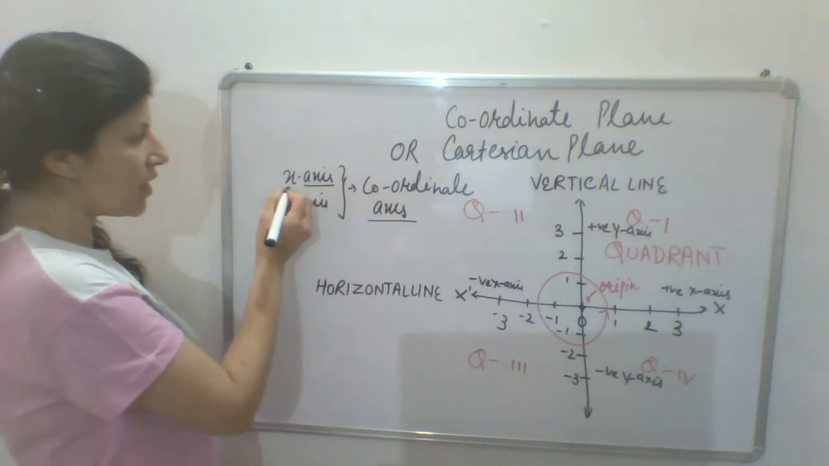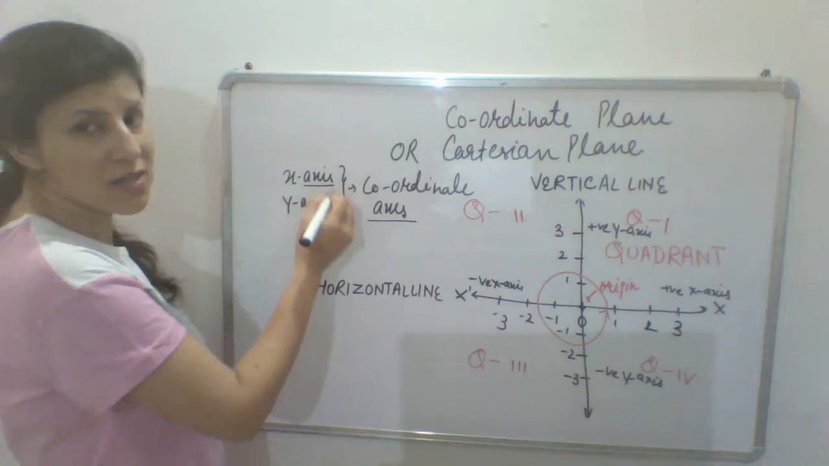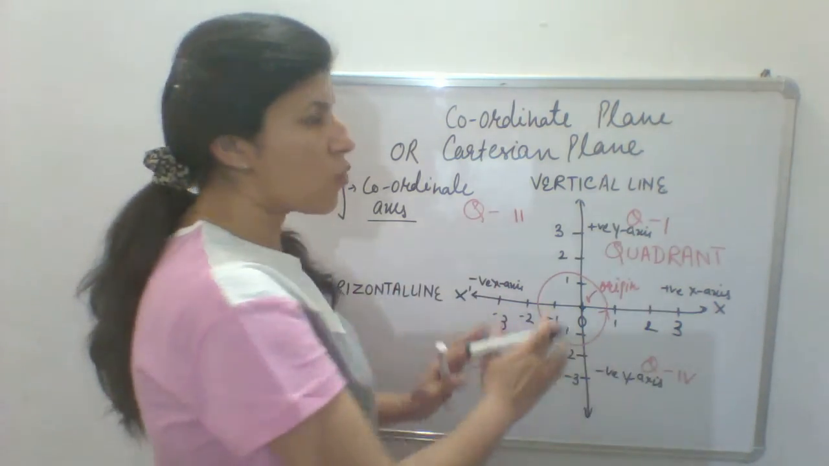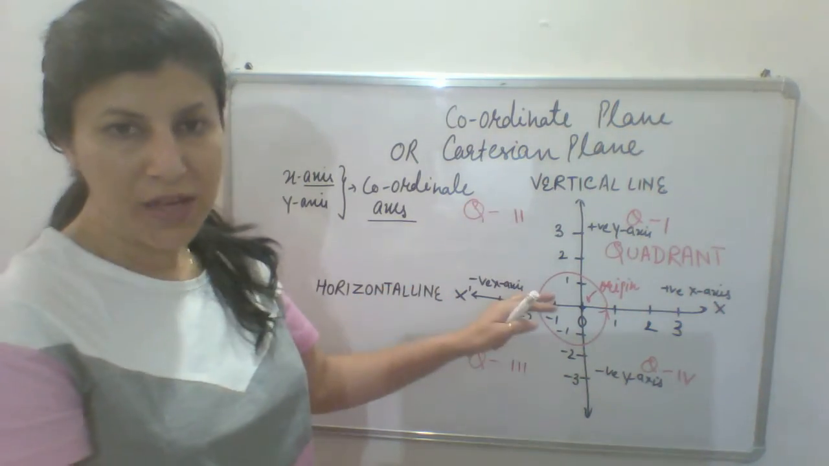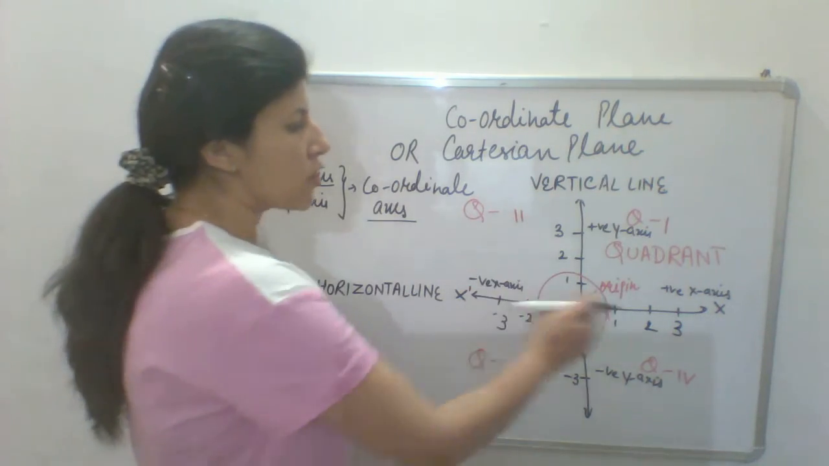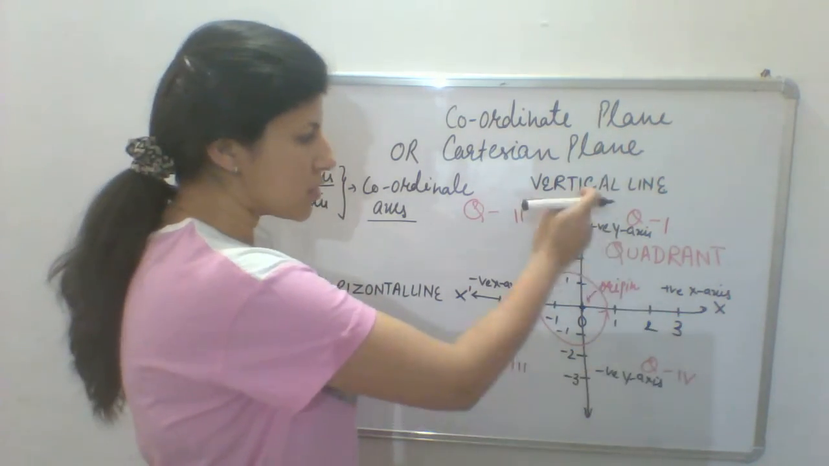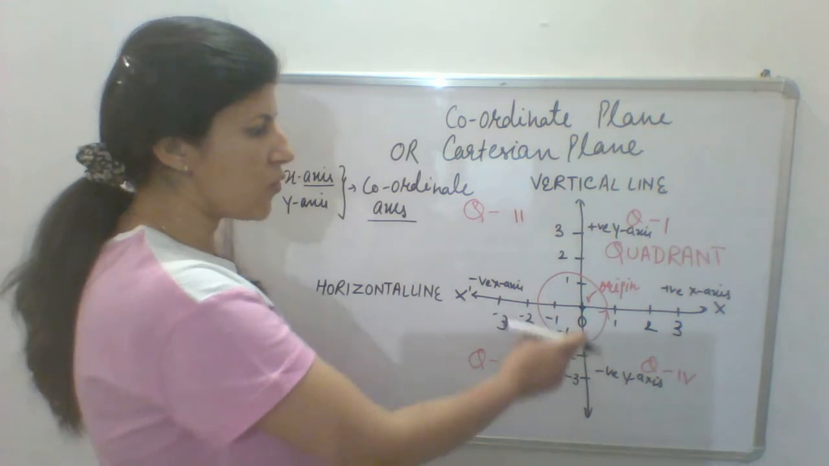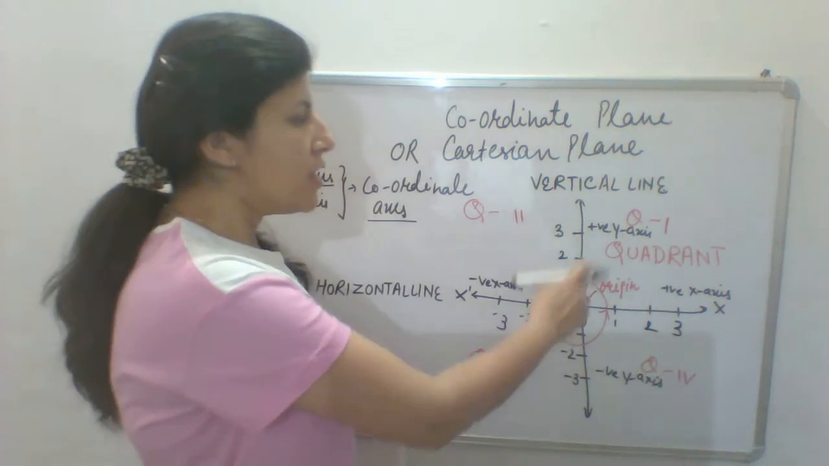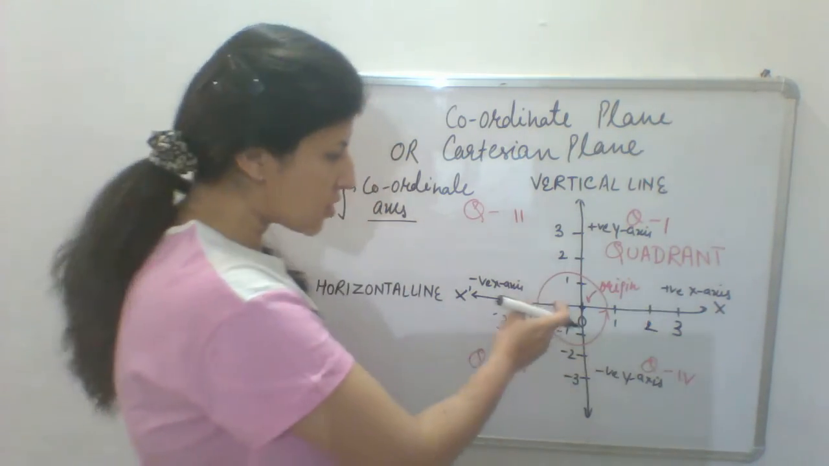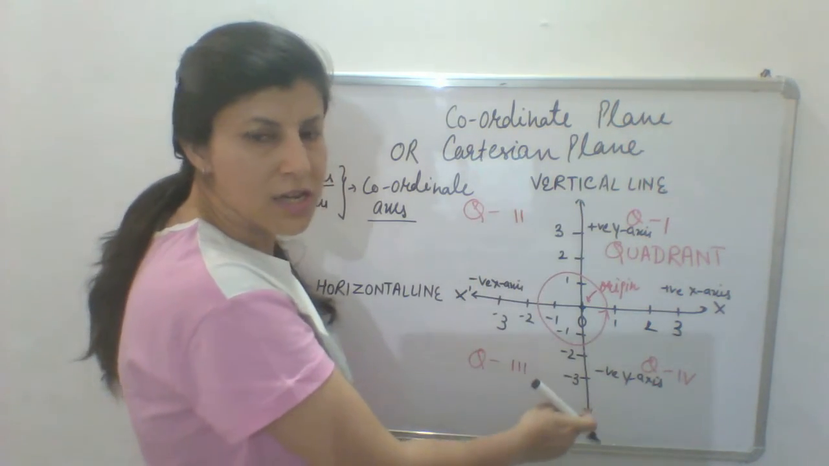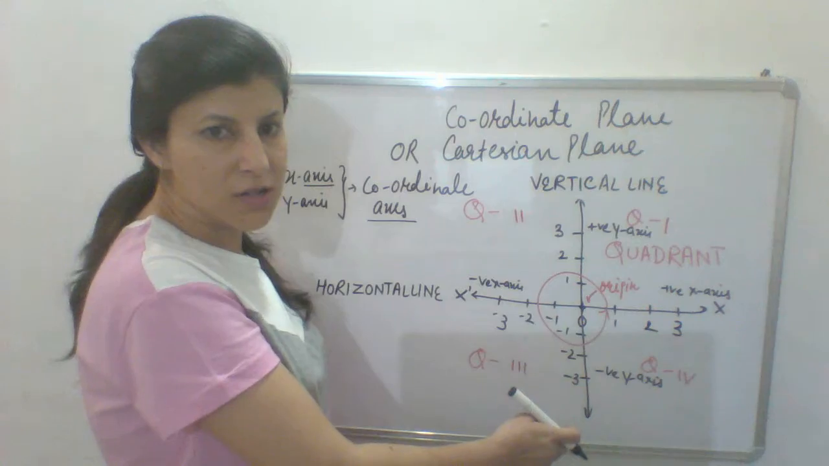And here what is the spelling? X-axis, X-A-X-I-S. Hope it is clear to you all. This is called our coordinate plane or Cartesian plane. What we are having here, we are having two perpendicular axes. This horizontal one is called x-axis, this vertical one is called y-axis, where these two lines intersect one another is called origin. This is called positive x-axis, this is called negative x-axis, this is called positive y-axis and this is called negative y-axis. Is it clear to you all?